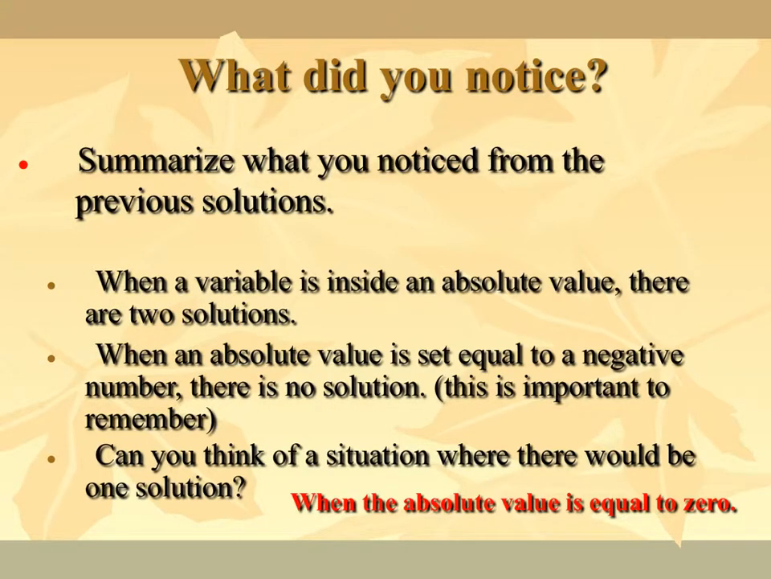So you should have noticed that when a variable is inside an absolute value, there are two solutions. When the absolute value is set equal to a negative number, that means there is no solution, there is no answer at all. So the question states, can you think of a situation where there would be one solution? And that is when the absolute value is equal to 0. That's the only time that you will have only one solution, one answer, is when it is 0.